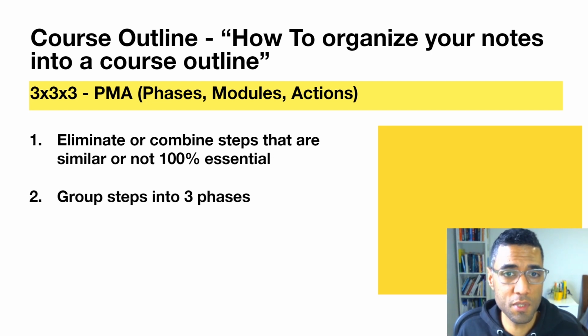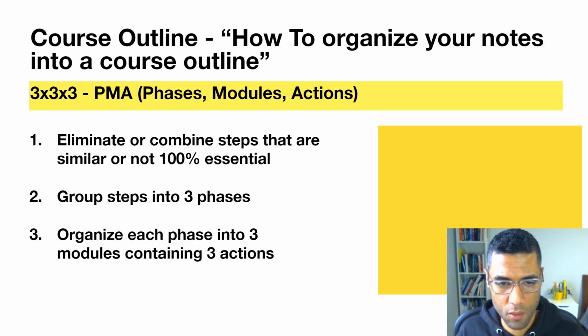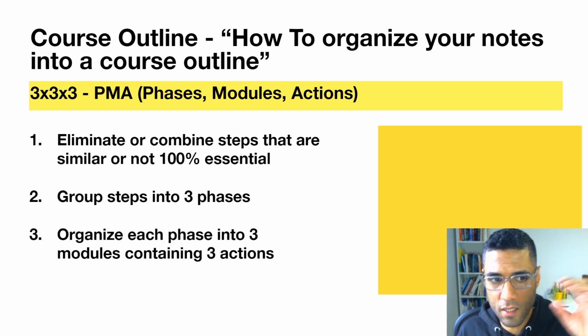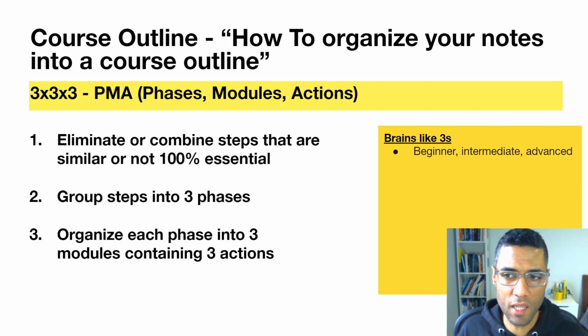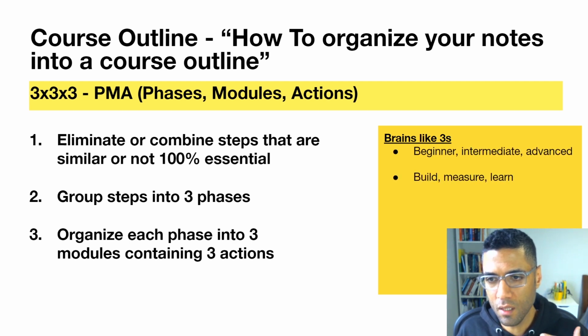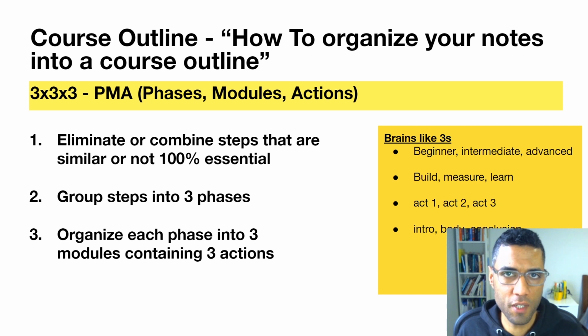Then you're going to group these steps into 3 phases, and I'm going to explain why we want to organize them into 3 phases, and then 3 modules, and then 3 actions. The reason is that our brain likes things in threes because it's more memorable. Sometimes it can rhyme. It allows us to sometimes visualize things more easily. As soon as you add 4 steps or 5 steps, it can just become more complicated. And here are some examples, right?